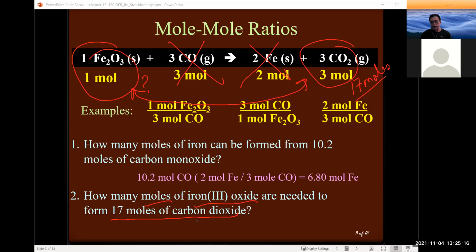As always, we write down what we're given, 17 moles of carbon dioxide. We have our conversion factor, which comes from the balanced chemical equation. Since we're looking for iron 3 oxide, that has to be in the numerator, and carbon dioxide has to be in the denominator. So it's a 1 to 3 relationship. Check my units, make sure carbon dioxide cancels, leaving units of iron 3 oxide, which is what the question asked for.